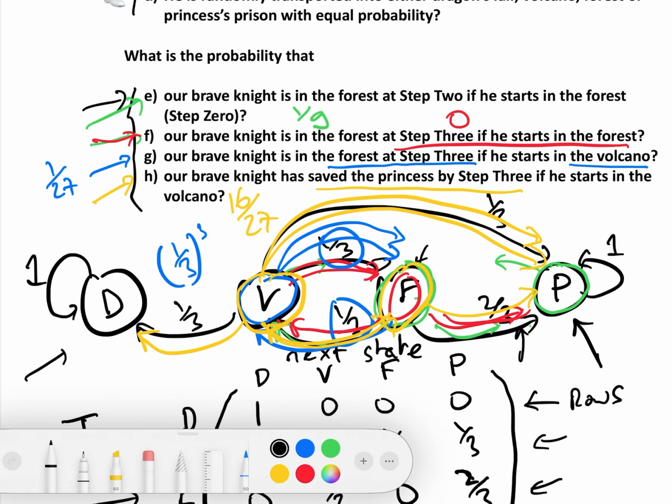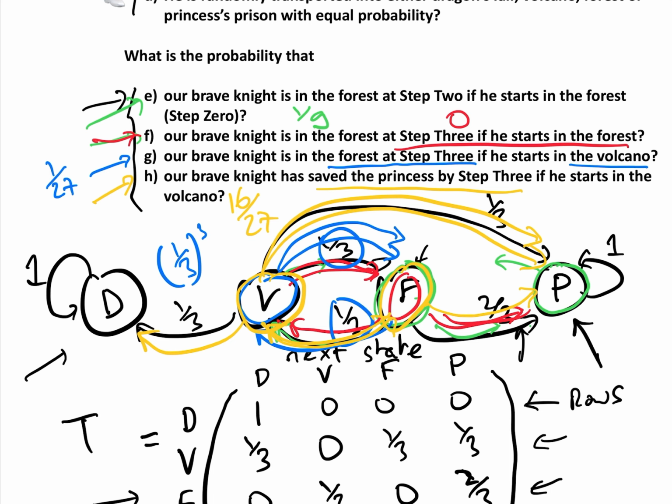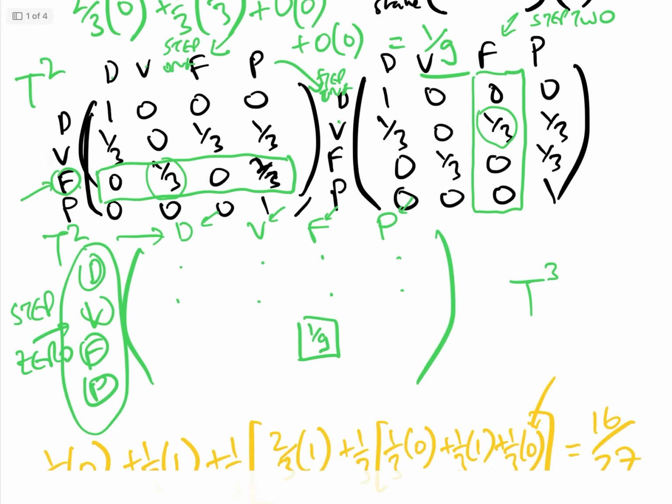So now, and especially if it wanted us to do it by step 4 or step 5, and especially if there were more than 2 transient states, you can see how it would become a right mess. The transition matrix solves all of that.